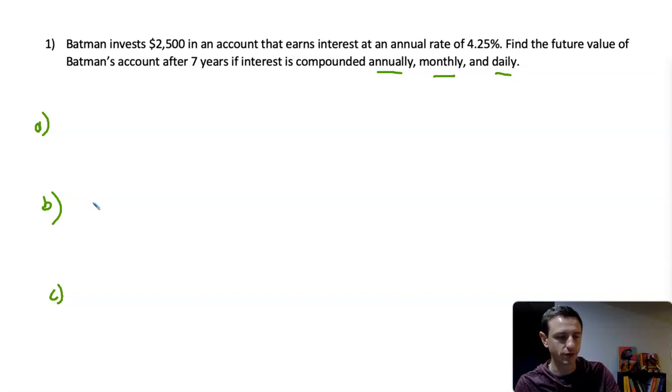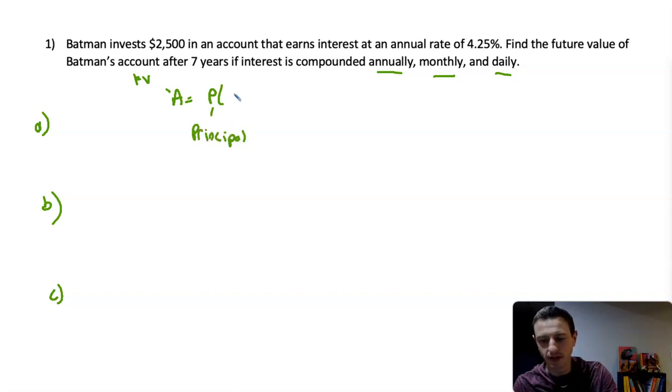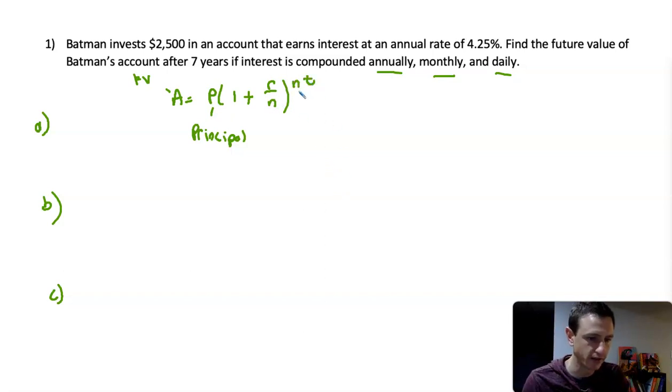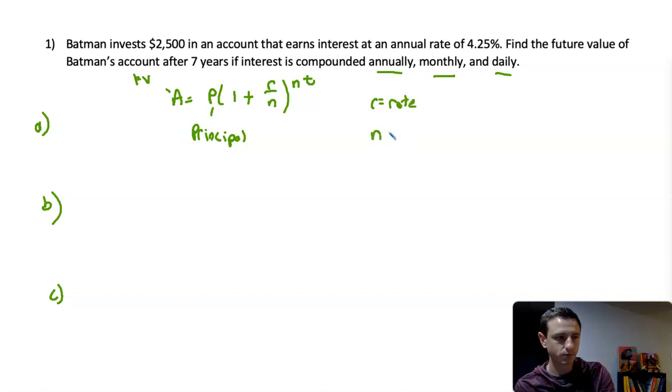So the formula that we want to use here is going to be the future value is equal to the principal amount times 1 plus r over n, raised to the n times t. So 1 plus r over n to the n times t, where r is our rate, n is the number of compounds per year.